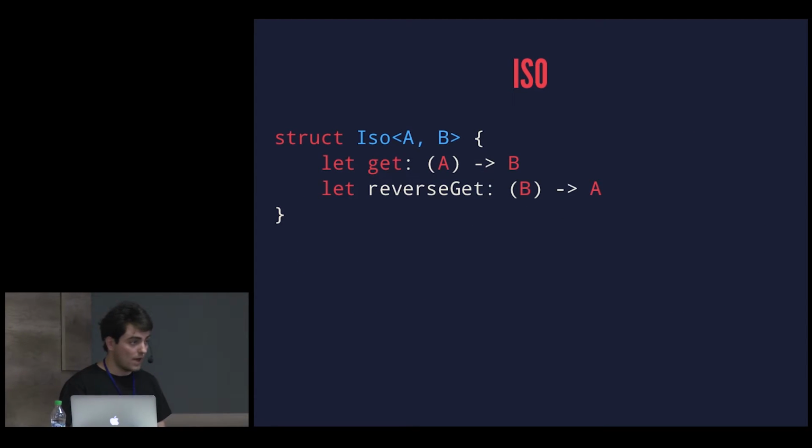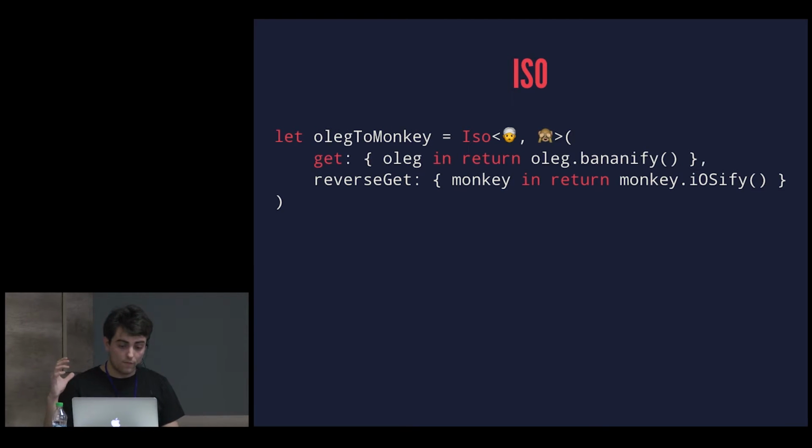We'll just have a structure ISO, which will be generic on two types, A and B. And we'll have there the get function that will know how to take a B from an A, and then we'll have the reverse of the get that will get a B and return an A. And an example would be ISO between an Oleg and a very cute monkey.